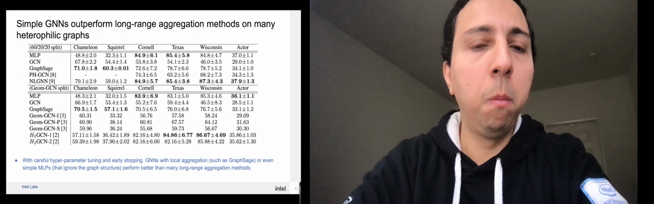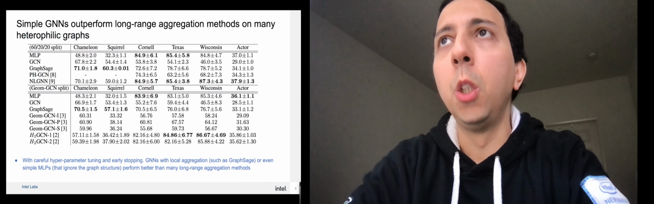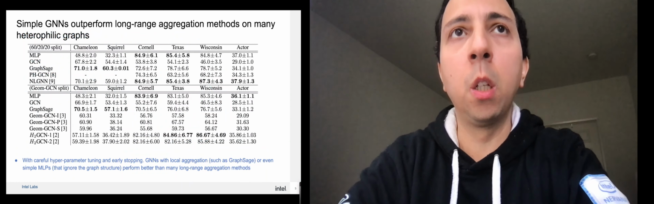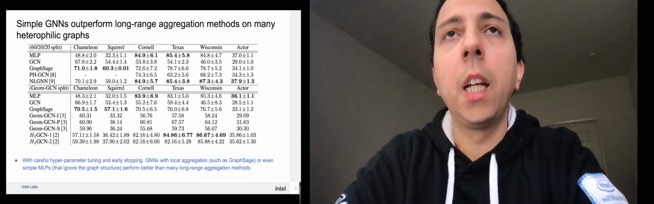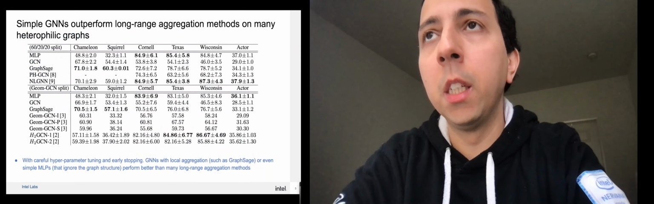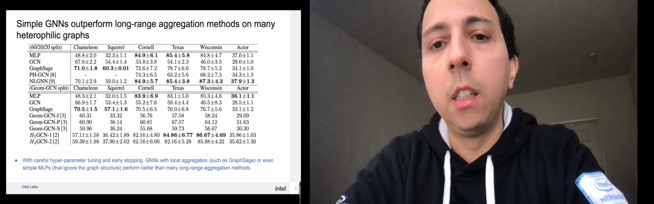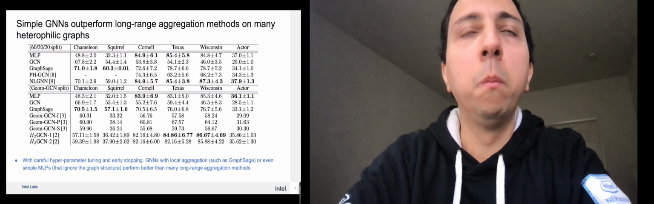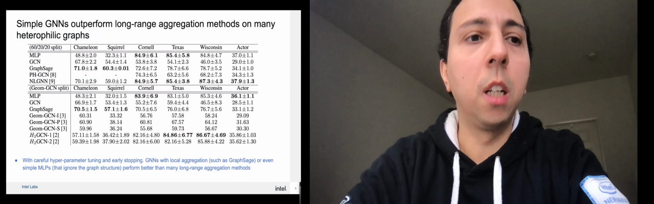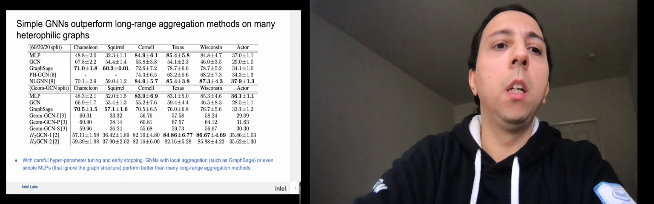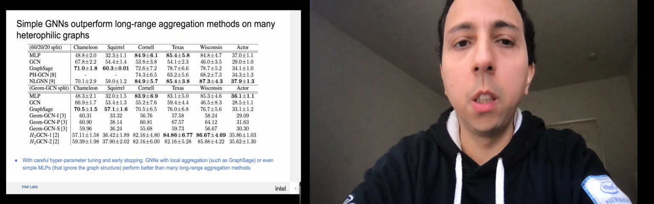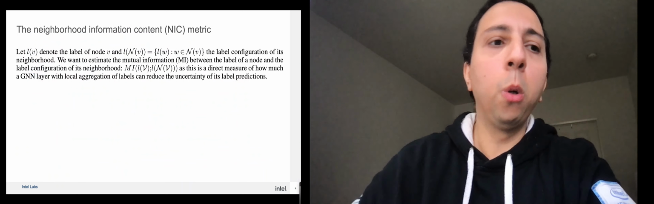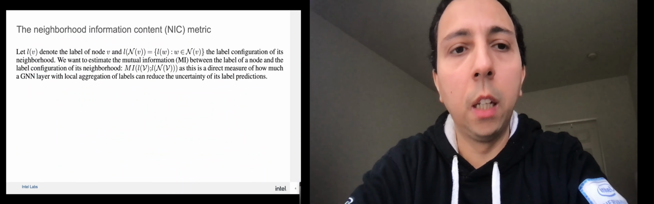So there's obviously a problem with the common wisdom that GNNs do badly on heterophilic graphs, and that we need to augment them with long-range aggregation techniques in order to rescue the performance, because this is simply not the case. On many heterophilic graphs, vanilla GNNs often outperform methods based on long-range aggregation. So we think one problem is the graph homophily metric itself, which is not a good predictor of GNN performance. So we propose another graph metric, the neighborhood information content metric.